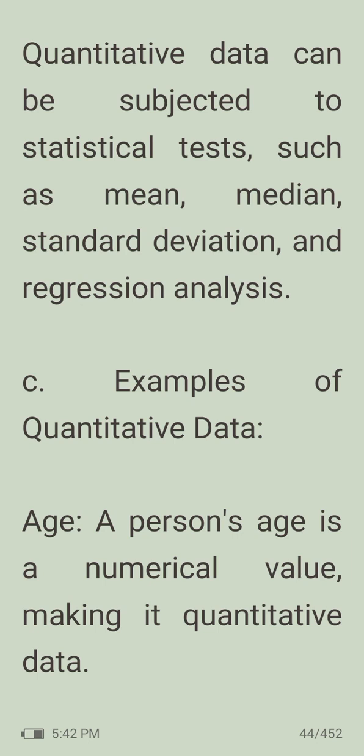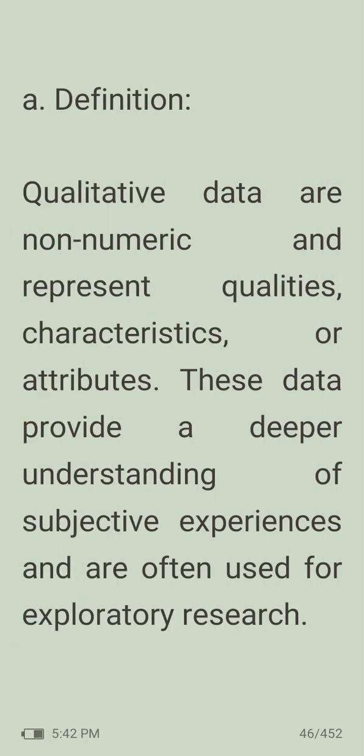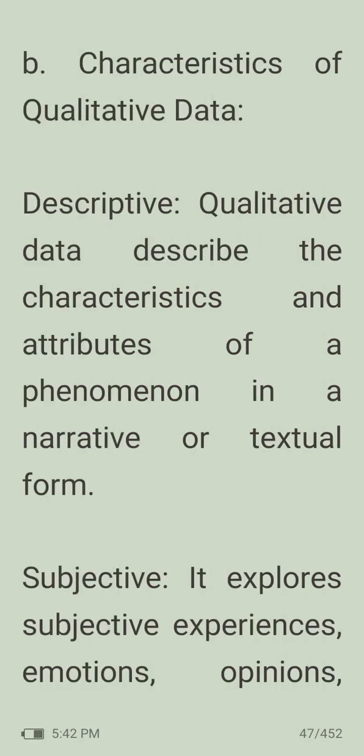Examples of quantitative data. A person's age is a numerical value, making it quantitative data. Temperature. Temperature readings are quantitative data expressed in degrees Celsius or Fahrenheit. Income is a measurable quantity, typically expressed in a currency unit like dollars or euros. Then qualitative data. Qualitative data are non-numeric and represent qualities, characteristics, or attributes. This data provides a deeper understanding of subjective experiences and is often used for exploratory research.